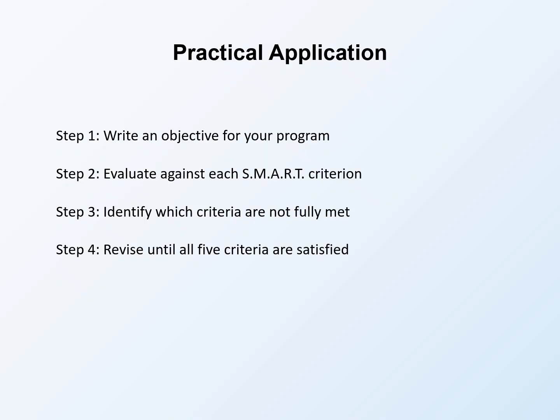Step 3. Identify which criteria are not fully met. Most first drafts fail one or more criteria. Be honest about weaknesses. Common problems are missing numbers or vague timeframes. Step 4. Revise until all 5 criteria are satisfied. Address each weakness systematically. Add specificity, quantification, realistic targets, clear connections, and explicit timelines. Keep revising until all criteria are met.